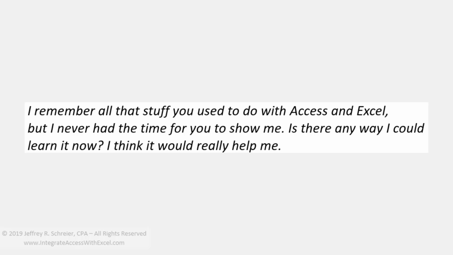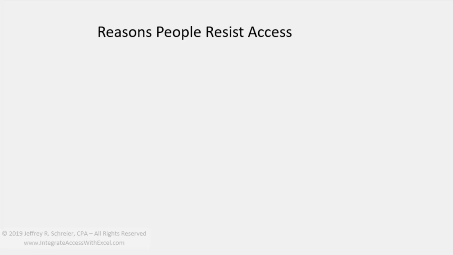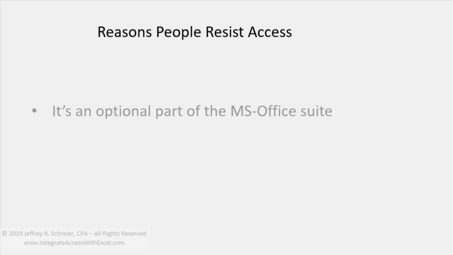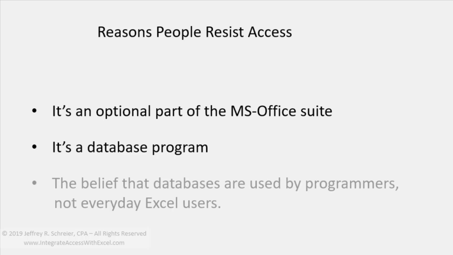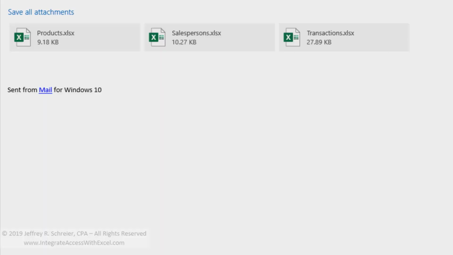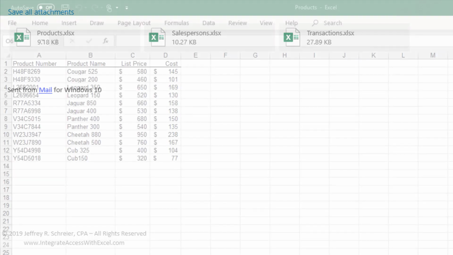It was a big surprise because it's common for people to resist Access for the following reasons. It's an optional part of the Office suite. It's a database program. The belief that databases are used by programmers, not everyday Excel users. But the truth is, you can use it to great advantage with Excel and no programming is required. Attached to the email were 3 Excel files and the list of reports. Let's have a look at the files.